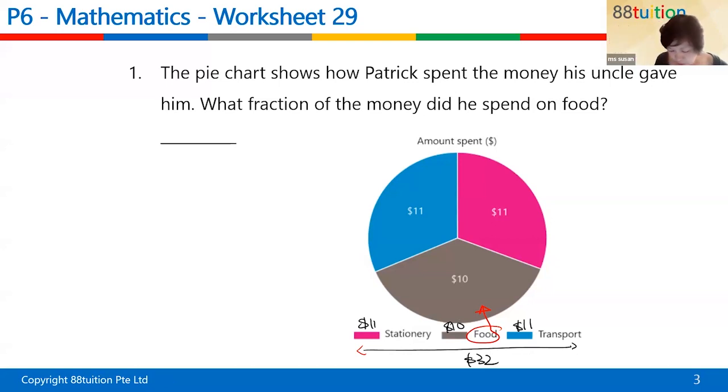So in order to put them into a fraction, okay, let's check. How can I do this? So you have 32 and food is 10. So 10 out of 32. And I divide this by 2, I divide this by 2. 5 out of 16. Okay?